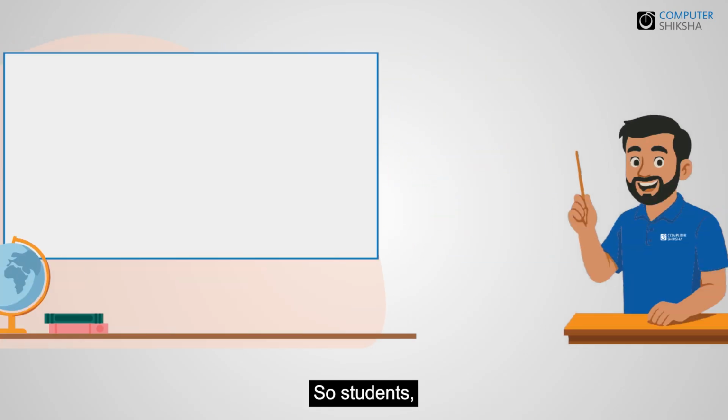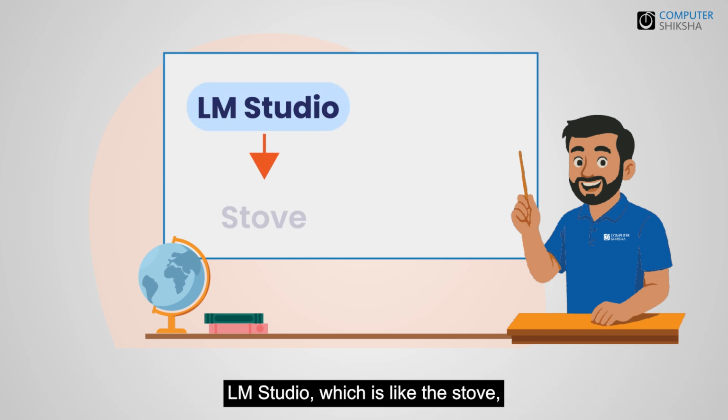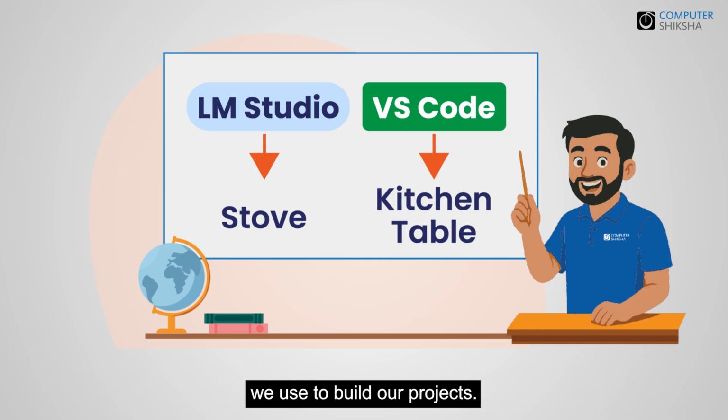So students, now you have understood two important parts of our AI kitchen. LM Studio, which is like the stove. VS Code is like the kitchen table. Let's move ahead and see what else we use to build our projects.